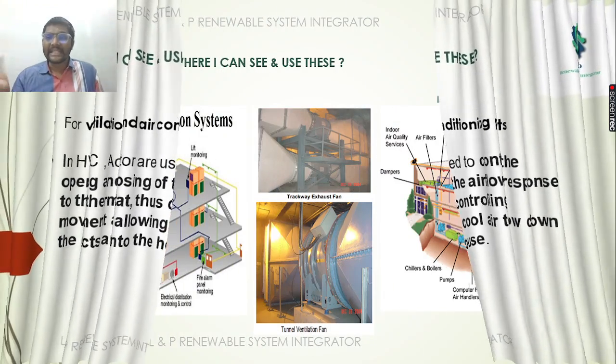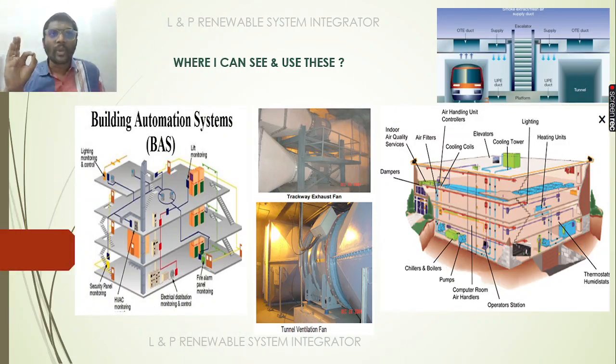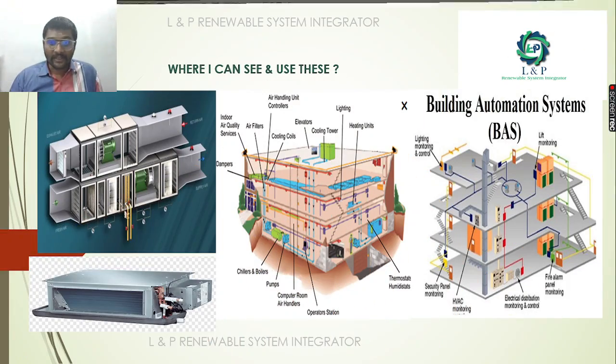So where can I see this? If you go to a multi-storey building, a metro station, or an airport, you can see these air velocity sensors inside the air handling units and variable air volume units. You can even see these flow sensors in fan coil units. They are used in all indoor as well as outdoor places where airflow is very important, even for the track exhaust fans, pressurization fans, staircase fans, tunnel ventilation fans, and air handling units.